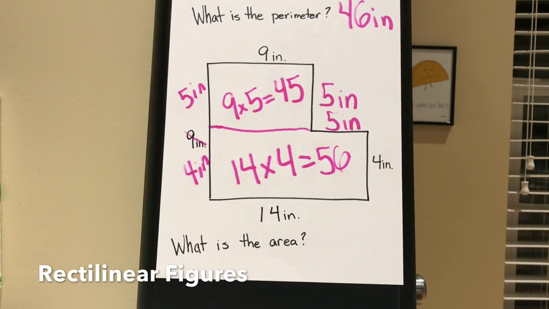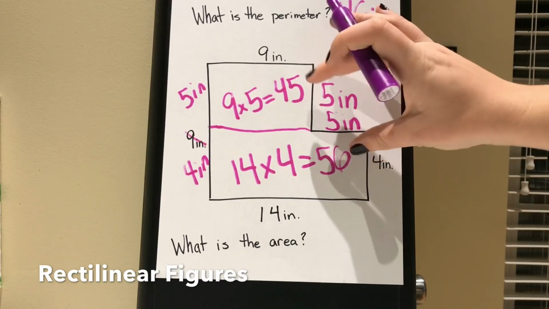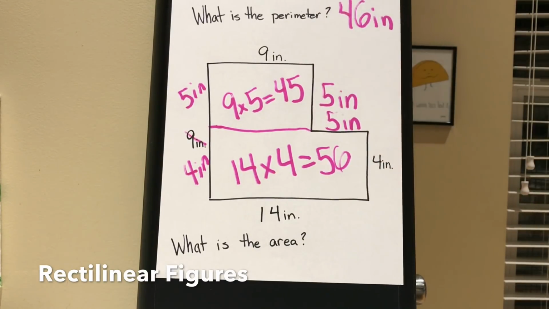To find my total area, here's the part that I see a lot of people getting stuck on. We just have to combine these, add these or put these together. You are not going to multiply them. You are going to add them together. When you add 45 plus 56, you are going to get 101.